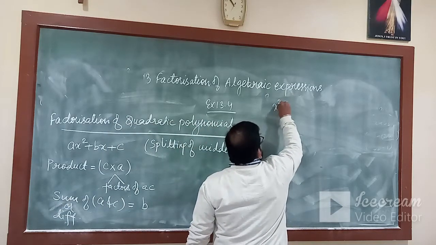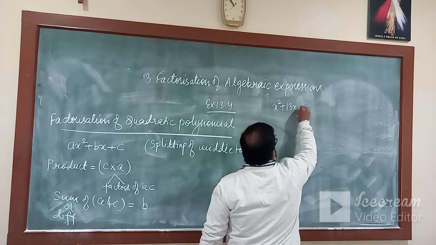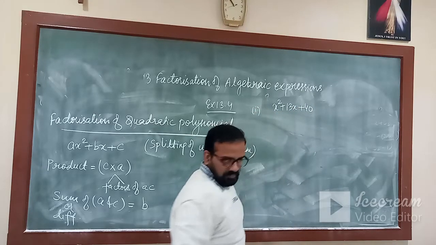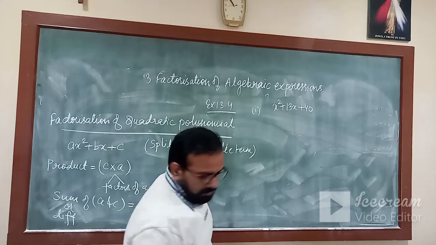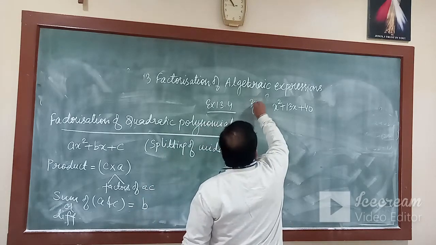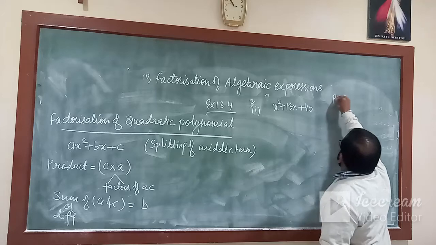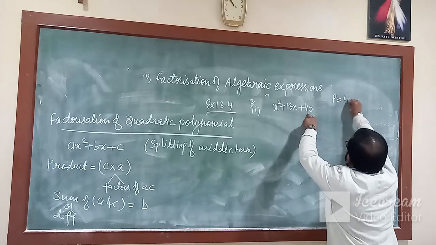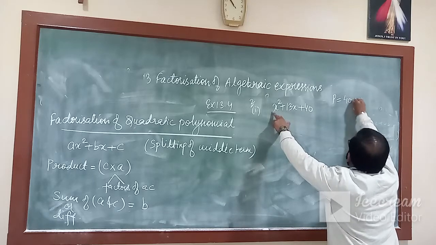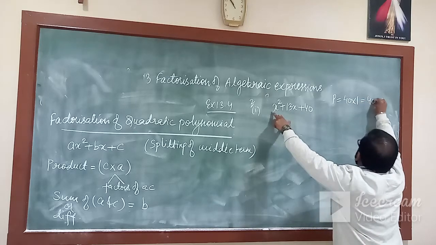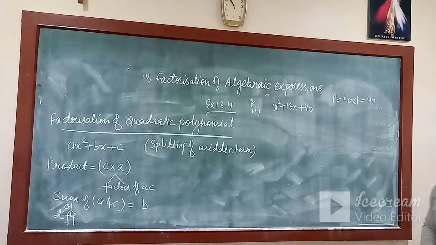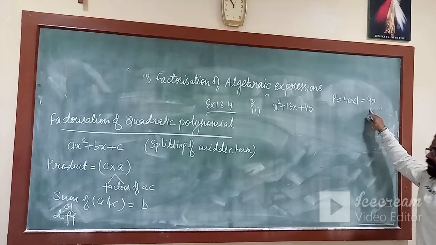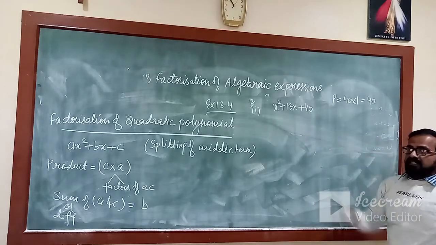Suppose I have to factorize x square plus 13x plus 40. Okay, this is my question. Now what will be my product? Product will be what I have told you, constant term into coefficient of x square, that is 1. So product is 40. Now I will find the two factors of 40 such that either on adding or subtracting I will get 13.